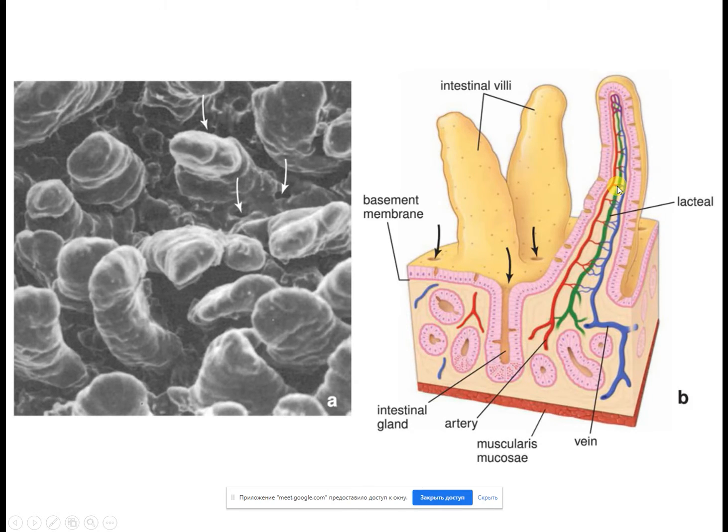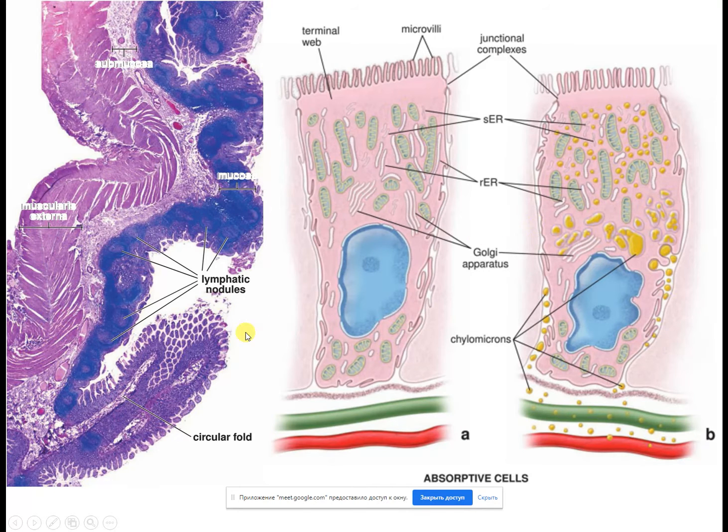Okay, and this lacteal is very well visible on a histological slide. So here you see these whitish gaps. Here they are, lacteals. They are extremely large in the duodenum and jejunum, because a lot of fat is absorbed from these areas.